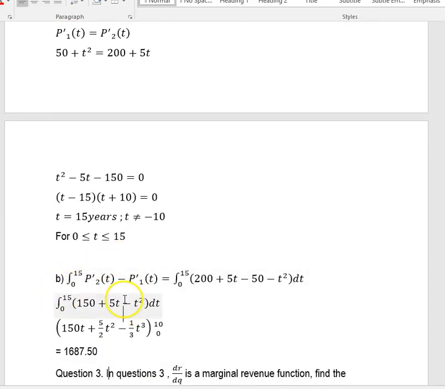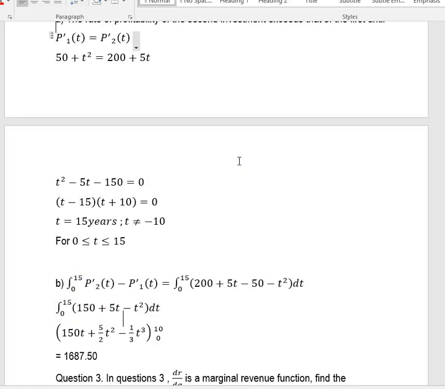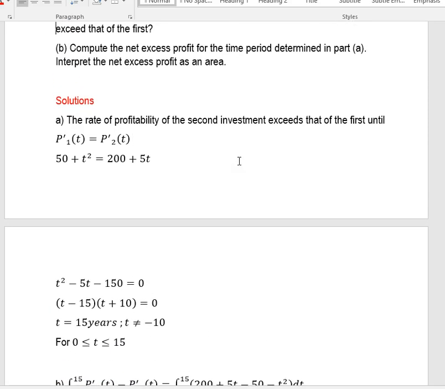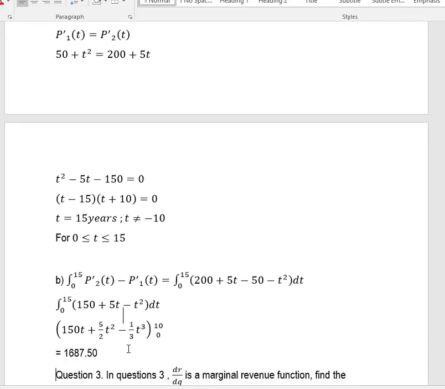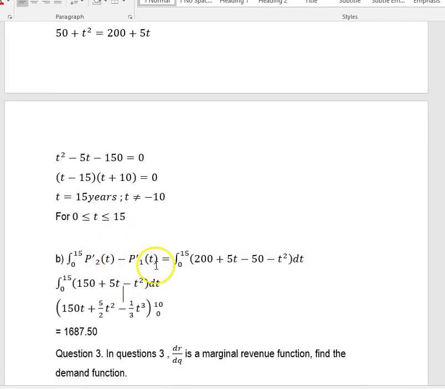Now the second one says, if you go back to the question there, it talks about computing the net excess profit for the time period. So here we're looking at the net excess profit. It means the total profit that will have been made between the two investments, having known the years it will take for it to outweigh the other. So let's look at the amount of profit made. So what do we do here?